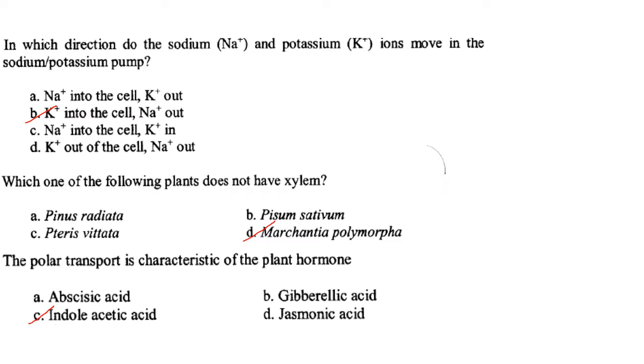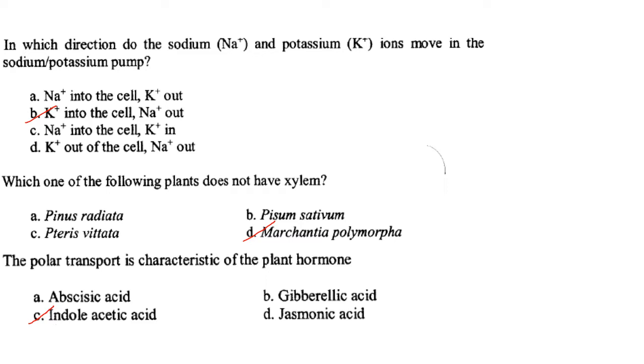Then in which direction do the sodium ions and potassium ions move in the sodium potassium pump? So the sodium potassium pump uses active transport. So it is an active transport, so it is powered by ATP, and it moves molecules from higher concentration to a lower concentration. Sodium potassium pumps moves sodium ions out and the potassium ions into the cell. And for each ATP that is broken down, 3 sodium ions move out and 2 potassium ions move in. So the answer is K positive into the cell, Na positive out. Answer is option B.